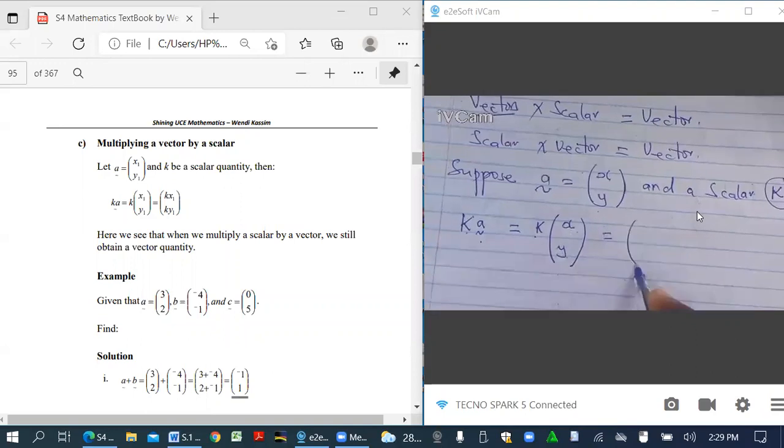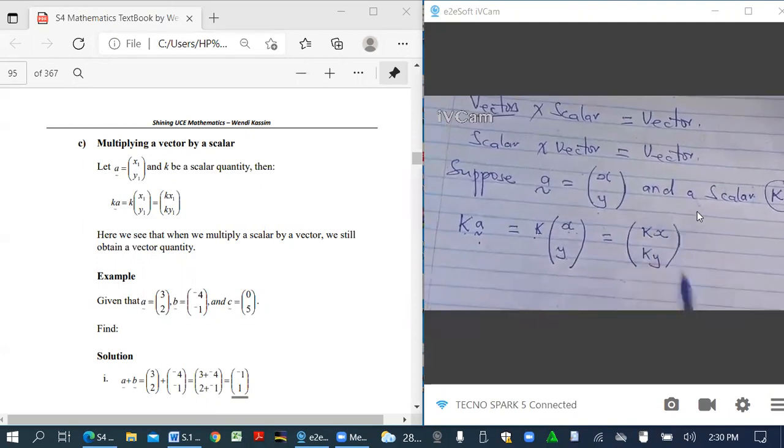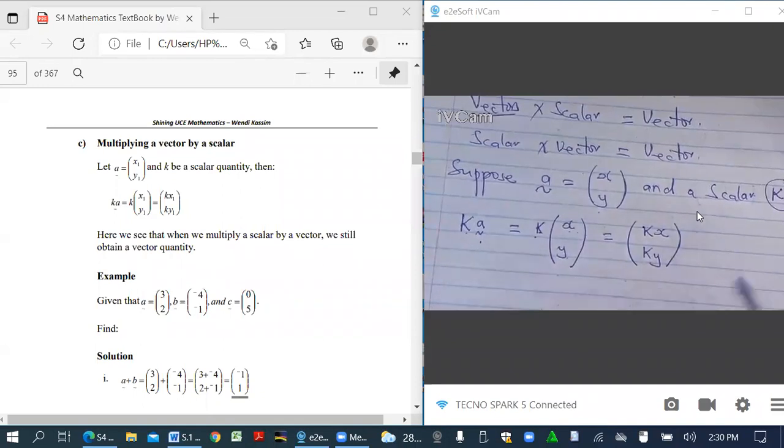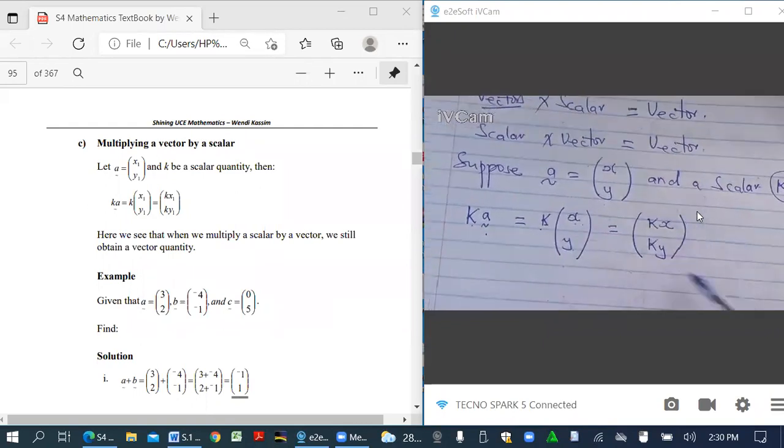So that is what we call scalar multiplication of a vector. Are you together? Yes. So in the notes, we are saying, when we multiply a scalar by a vector, we still obtain a vector. That one I've already explained, right?